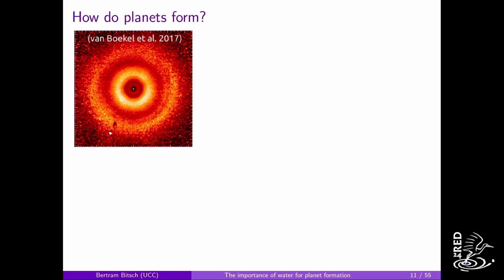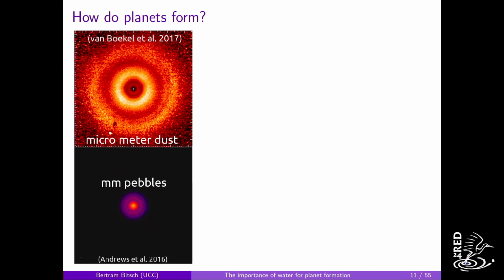Now, how do we form these planets from a modeling perspective? So we start with a protoplanetary disk. This is the TW Hydra disk. It's a close-by system, around 40 light years. This is the micrometer-sized dust grains that we observed with the VLA. And then we can look at the same disk, but with ALMA, and we can see the millimeter wavelength. So these are the millimeter particles that we will call pebbles. This is the same disk, and this is the same size scale.